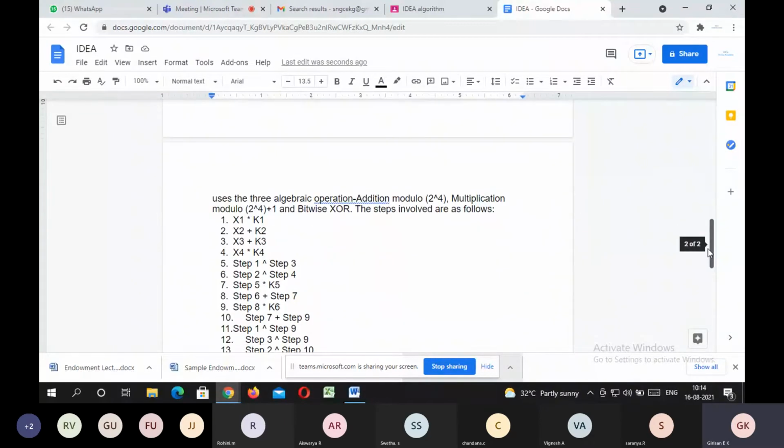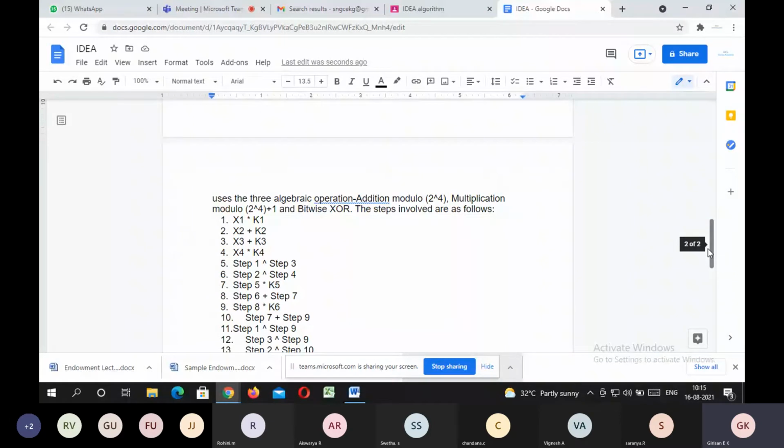So what are the steps? The first step is X1 modular multiplication K1. What is the meaning of modular multiplication? Both inputs must be of the same size. So here X1 is 4-bit, and K1, the subkey, is also 4-bit. So that is the first step, X1 modular multiplication K1.